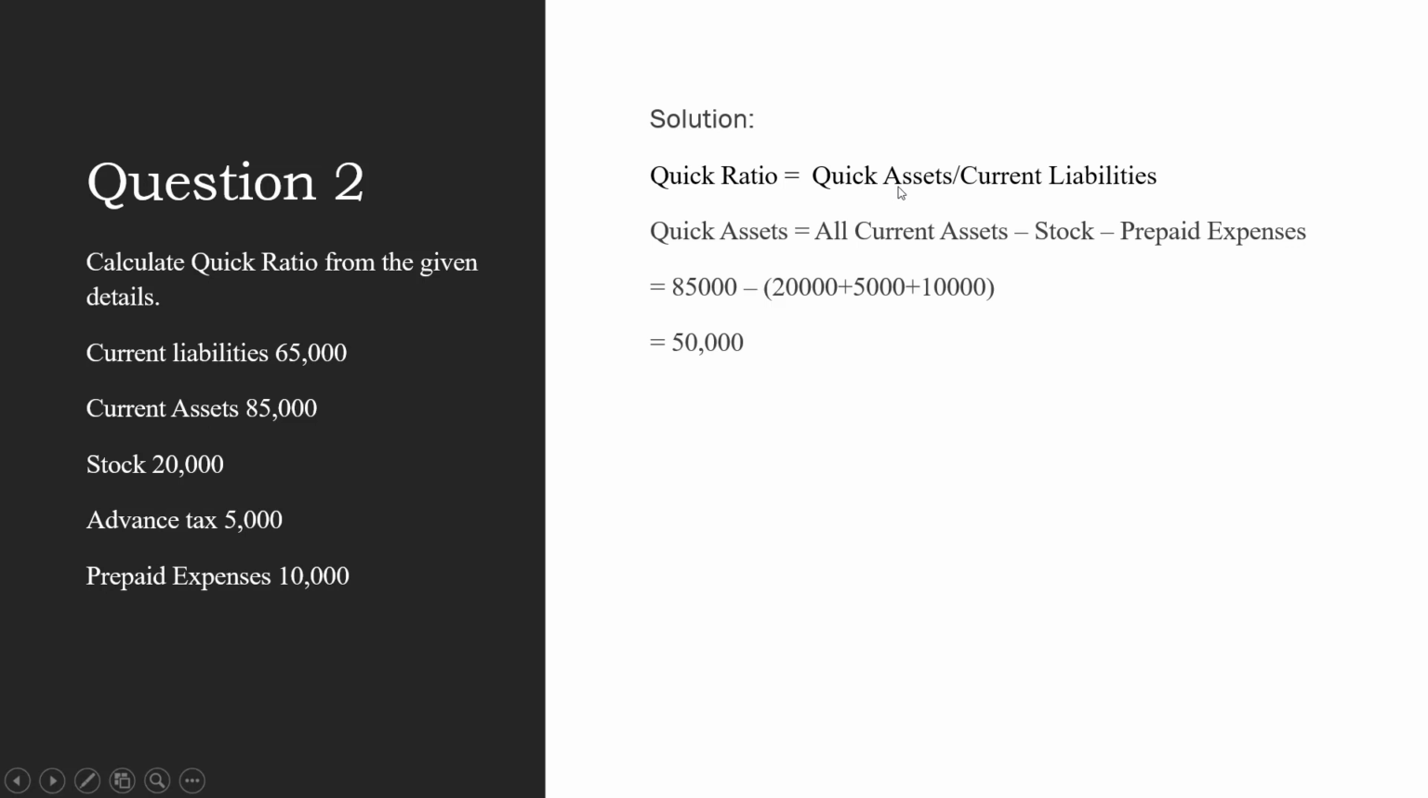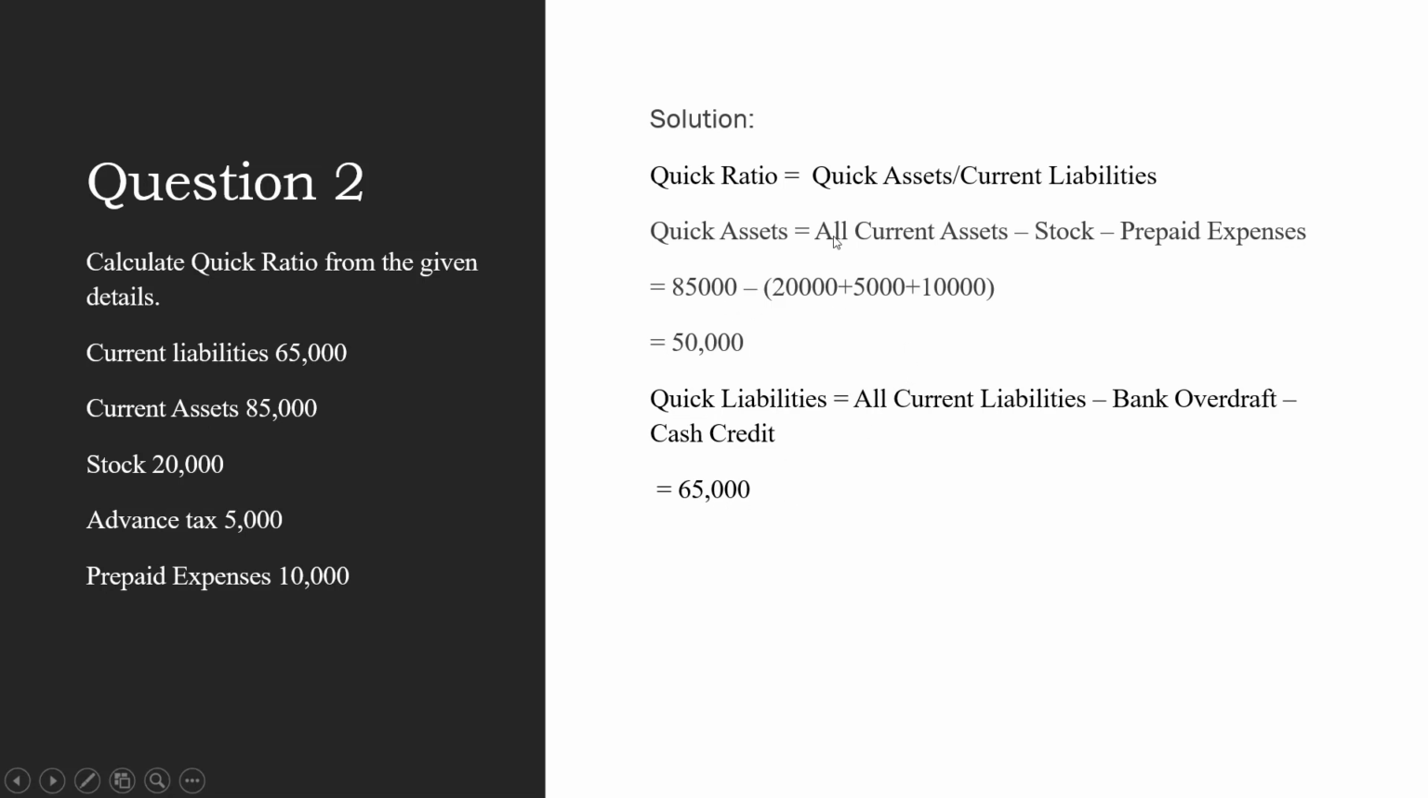Now that we have the quick assets, we have to calculate current liabilities. But do we need to calculate current liabilities in this question? No, because current liabilities are already given in the question. So we just put the value of current liabilities. One more thing: in current liabilities, if there is any bank overdraft or cash credit, then from the liabilities you just have to subtract those items if they are available in the question. In this question, nothing is mentioned. Directly 65,000 is given, so we put 65,000. There is no bank overdraft, there is no cash credit. Only the current liabilities are given, so we put 65,000.